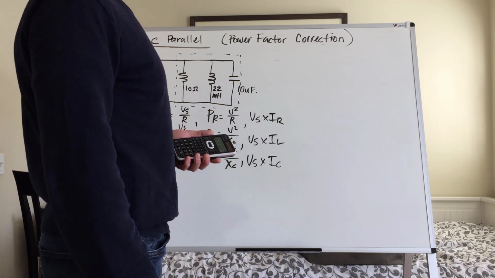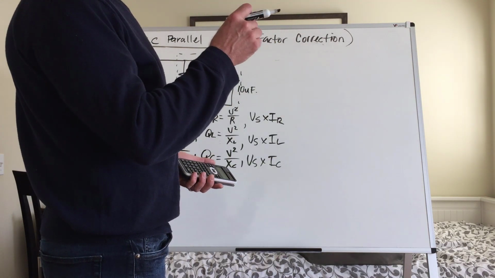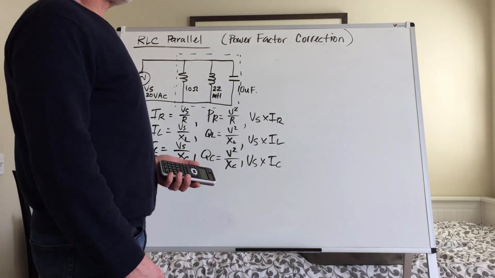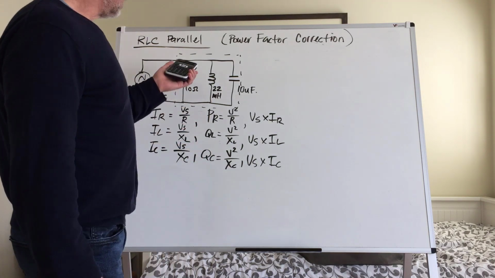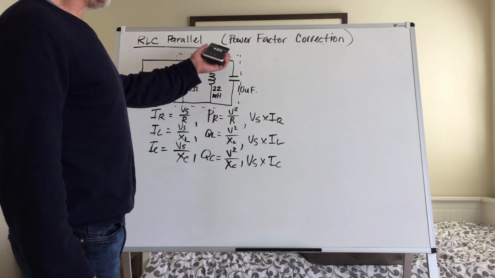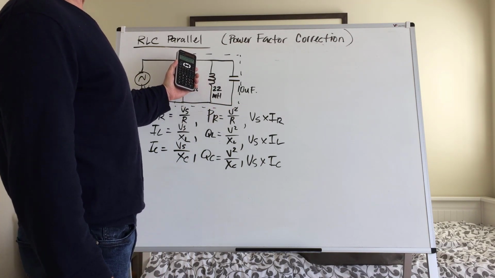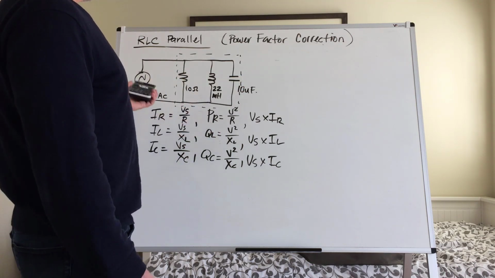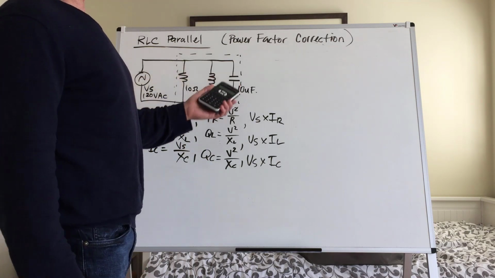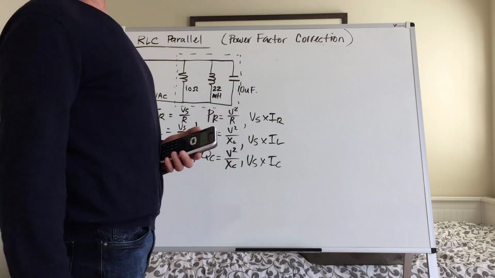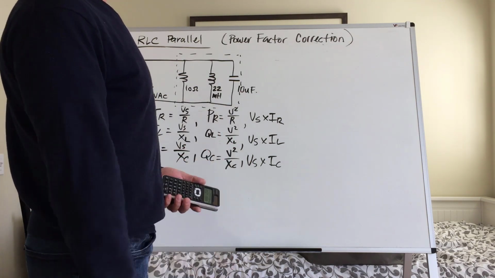So one way to look at bringing this to unity is that your IC, your total capacitive current, would have to equal your total inductive current. So you could just determine the current in the inductor, determine the current in the capacitor. You don't even need to concern yourself with the resistor if you're just coming to unity. And then from there, do your VS times current IL, VS times current IC, compare the two currents, subtract them, and then add that much more capacitive current so the two currents are equal.